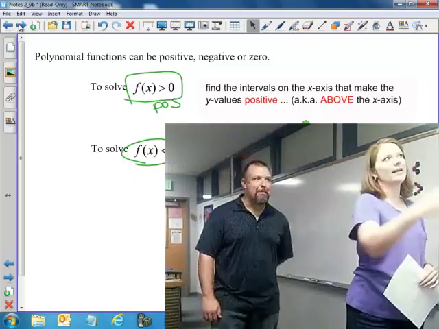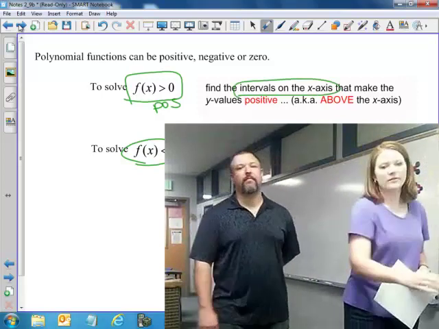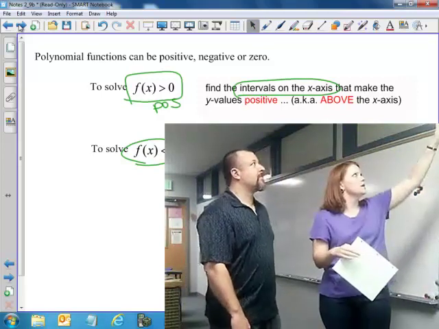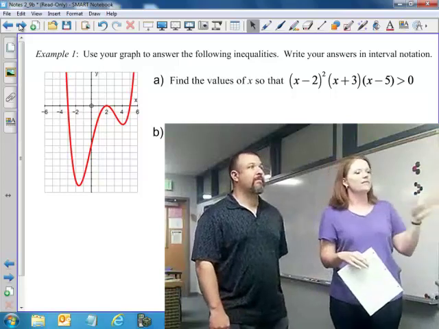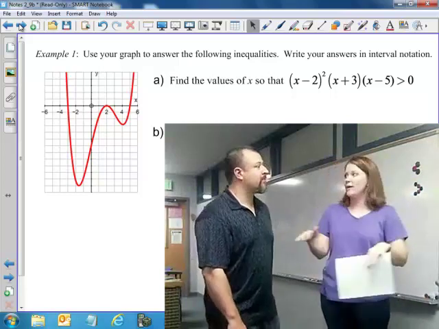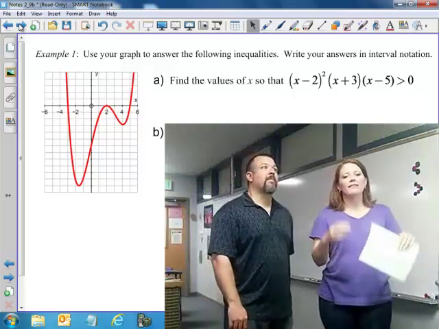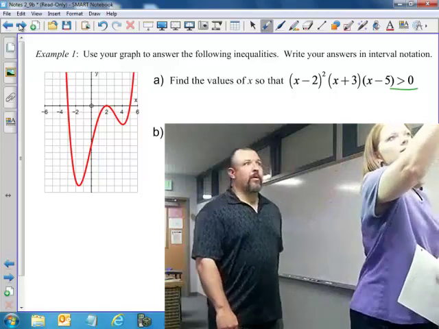Right, and the key here is that we are looking for answers that are intervals of x. Even though we're looking where y is above and below, our answers will always be intervals of x values. So using that same picture, we took off the y values not to confuse you because we only care about x. We're going to find the values of x so that that polynomial function is greater than 0.